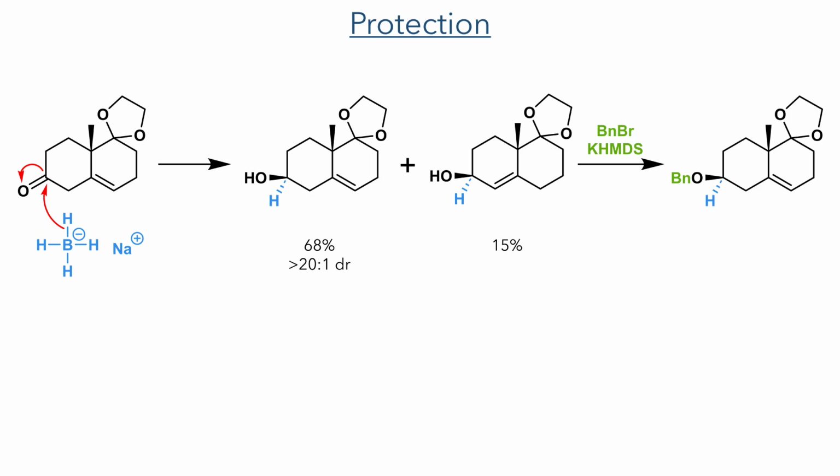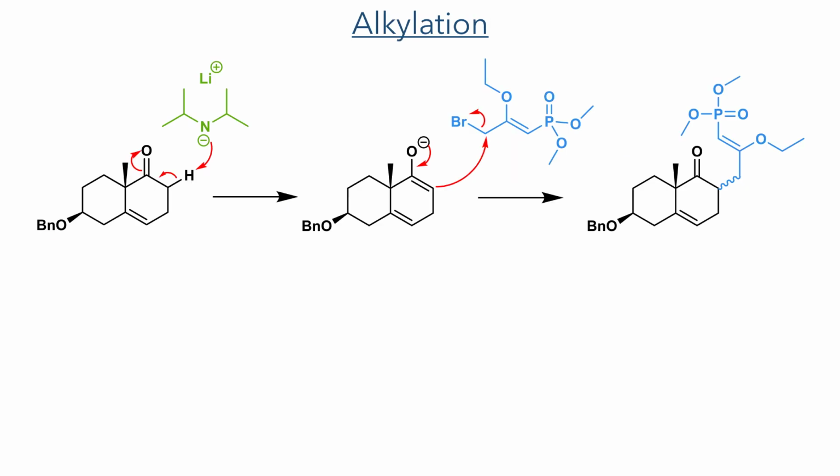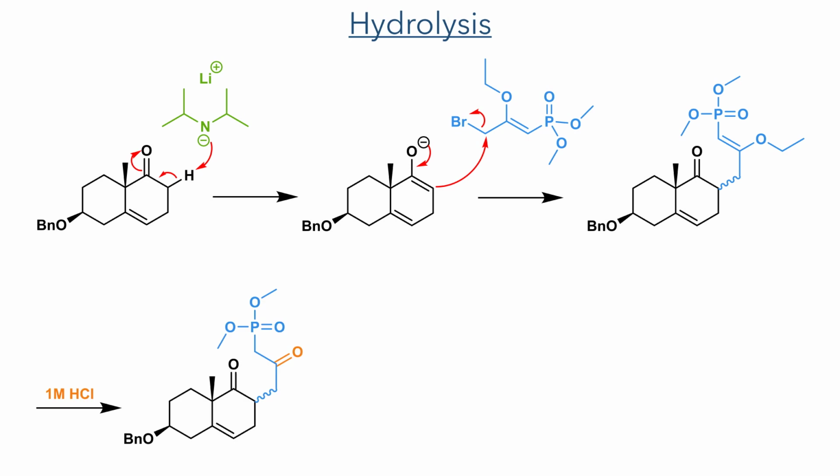This alcohol was then protected using benzyl bromide, and the acetal was then deprotected in a 91% yield using PTSA. Taking this ketone forward, an enolate was formed using LDA, and this then attacked an alkyl bromide bearing a phosphonate functionality. This was taken forward as a mixture of diastereomers, and the enol ether was then hydrolyzed using hydrochloric acid.